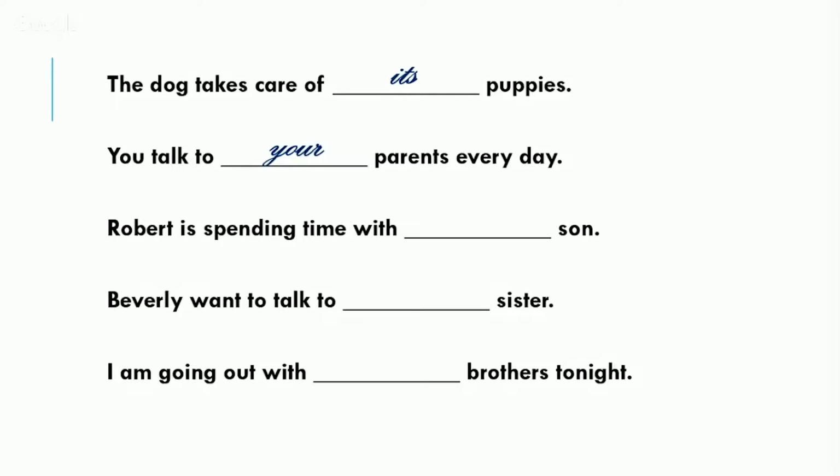Robert is spending time with blank son. Melissa says your parents every day. Good, correct. Okay, Felipe is good. All right. So Robert is spending time with blank son. Whose son? Whose son?